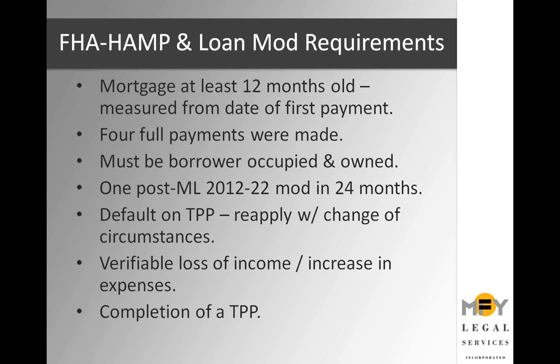If the borrower defaults on a TPP for an FHA HAMP modification or an FHA loan modification, they can reapply only with a change of circumstances. And for any modification, there must be a verifiable loss of income or increase in expenses. And all of these require a trial payment plan, just like standard HAMP does.